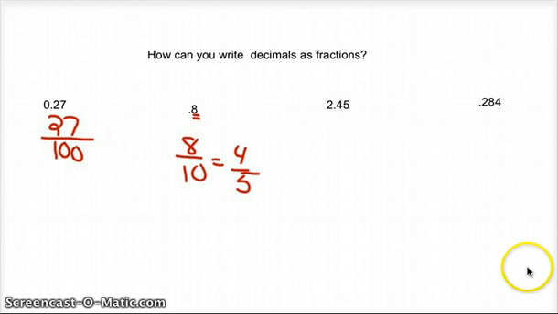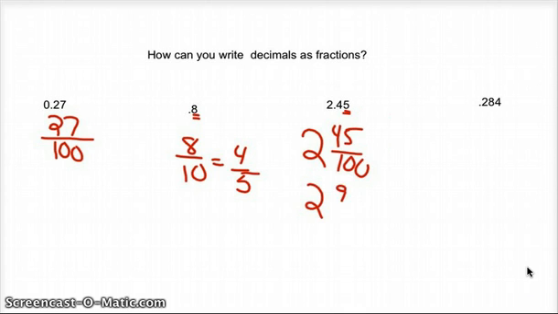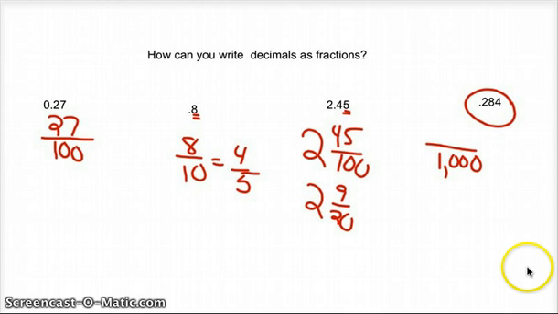This one has a whole number. It's 2 and 45 hundredths. It goes out to the hundredths place. I have 45 of them. It's 45 hundredths. I could reduce that, dividing them both by 5. 2 and 9/20. This one here, say the word name first. It's 284 thousandths. So I know my denominator is going to be 1,000. My numerator is 284. I know I can reduce that because they're both even numbers. You can reduce that on your own and have fun.